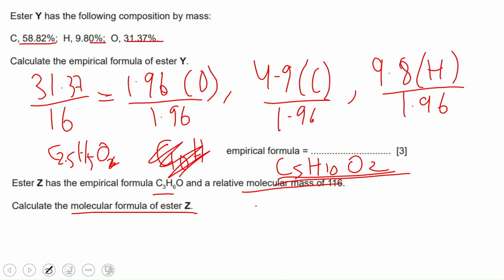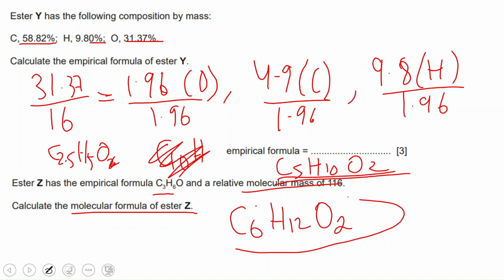Now we need to find out the ratio between the relative molecular mass of the molecular formula and the relative molecular mass of the empirical formula. So that's going to be 116 divided by 58, which is 2. And therefore, we need to multiply the subscripts of the empirical formula with 2. So it's going to be C3 into 2 is C6, H6 into 2 is H12, and O1 into 2 is O2. So that is the molecular formula of the ester Z.